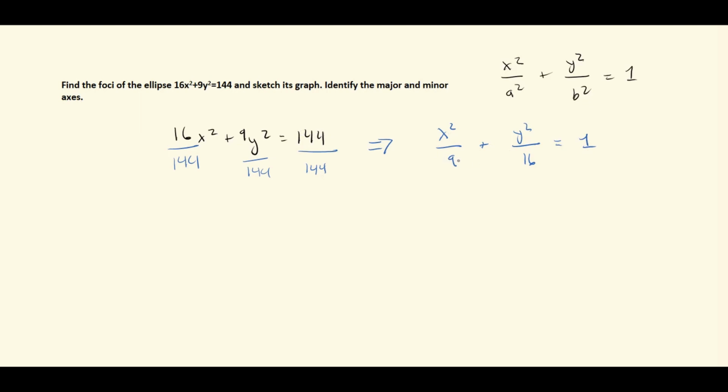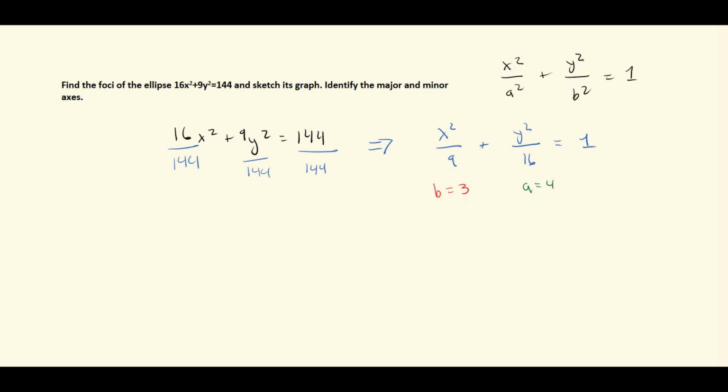So now we identify the a and b term. Because this one's the bigger one, it's going to be the a squared term. So if this is a squared, that means a is equal to 4, because 4 squared is 16. And then if b squared is equal to 9, that means b is equal to 3, because 3 squared is 9. Okay, so we have our a, we have our b, but now we want to find our foci.